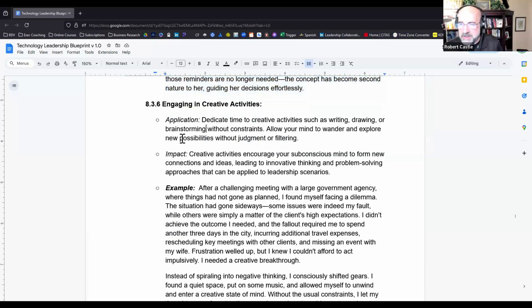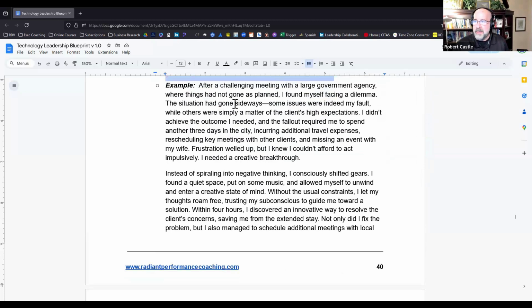Let's take a look at another example. Engaging in creative activities. Dedicate time to creative activities such as writing, drawing, or brainstorming without constraints, allowing your mind to wander and explore new possibilities without judgment or filtering. Creative activities encourage your subconscious mind to form new connections and ideas, leading to innovative thinking and problem-solving approaches that can be applied to leadership scenarios.